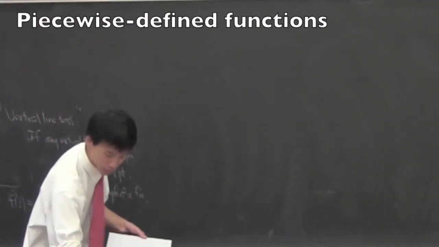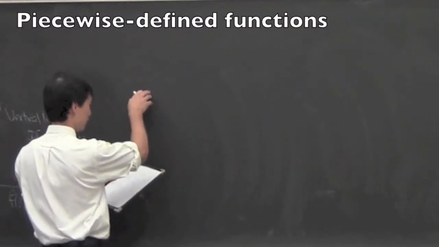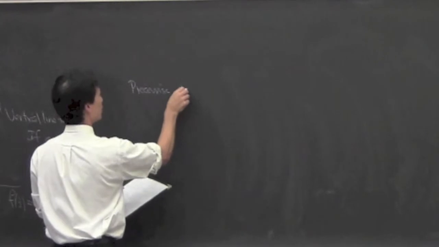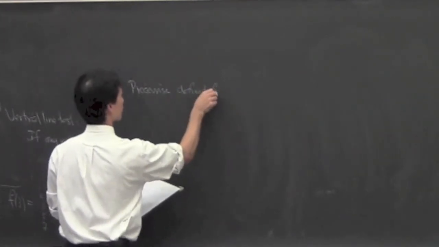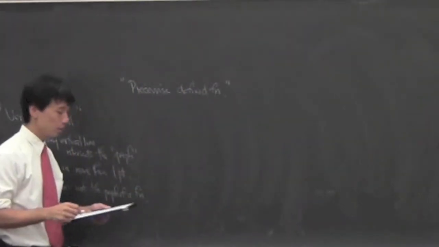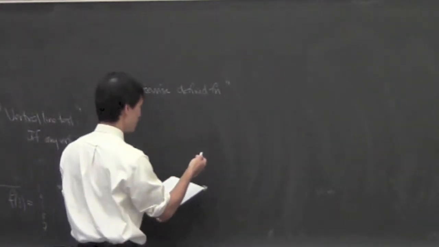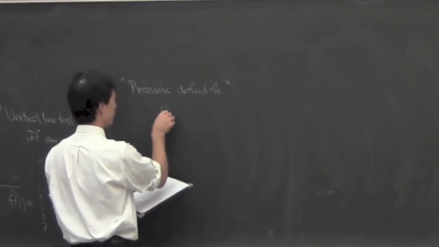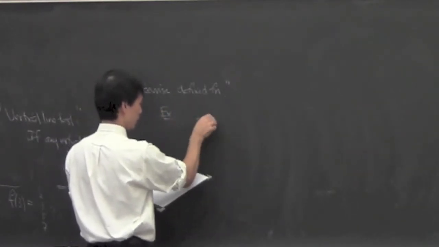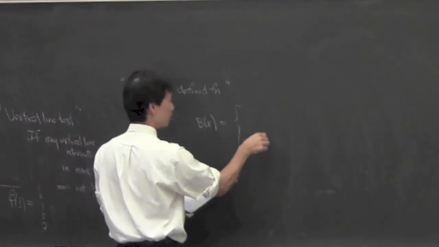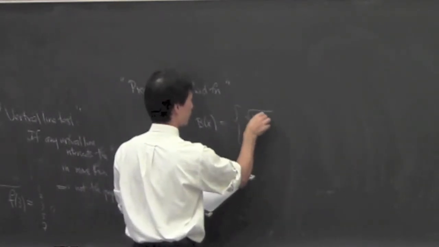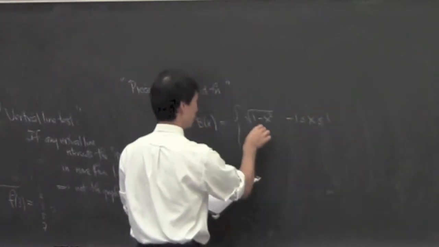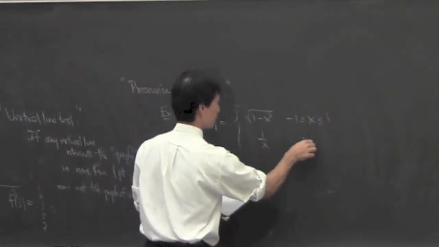Okay. Let me throw in one definition: a piecewise-defined function. So a piecewise-defined function is something like this. It's a function, and let me give you an example, where it's defined one way in one place and another way in another place.